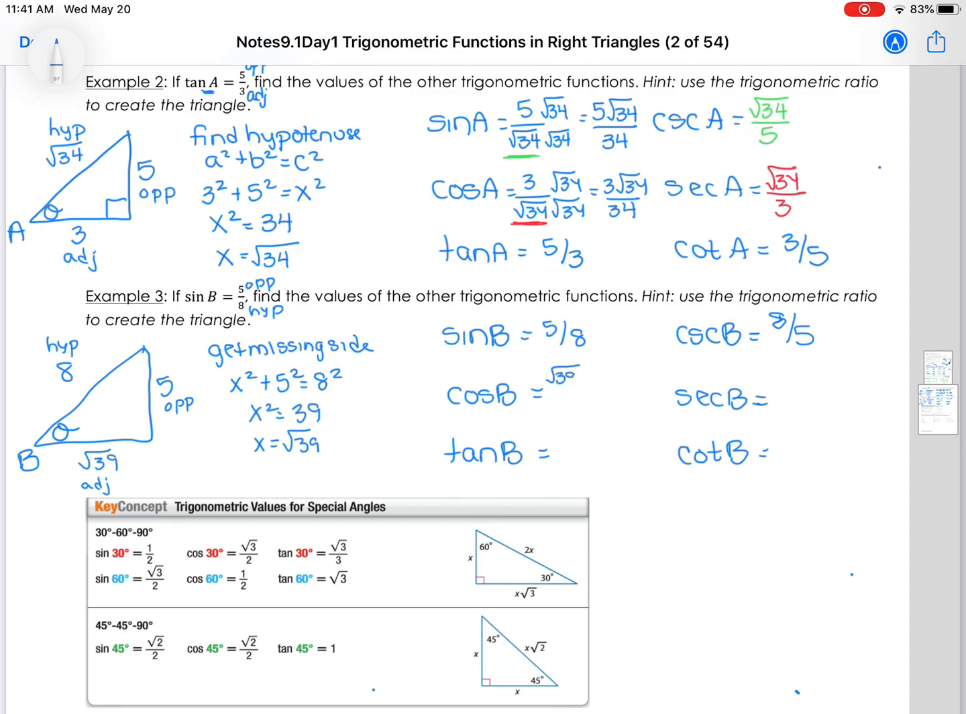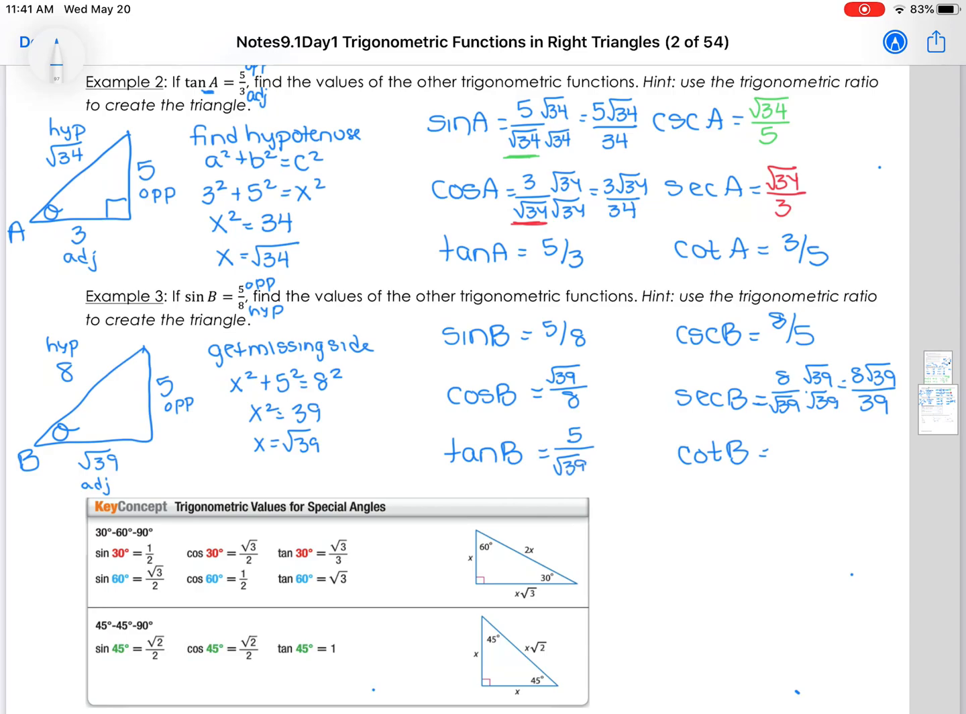For cosine, cosine is adjacent over hypotenuse, so that puts us at radical 39 over 8. Well, that's okay because the radical is in the top. But for the reciprocal, if we flip that, we get 8 over radical 39, which then needs to be rationalized. So just make sure that wherever that radical ends up, if it's in the denominator, you do in fact get rid of it. And you get 8 radical 39 over 39.